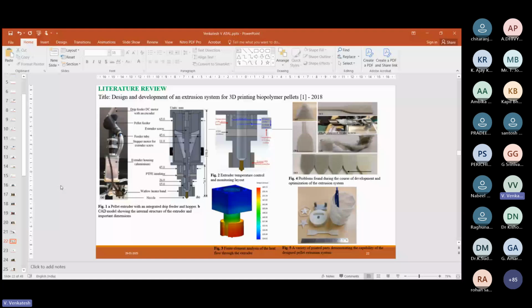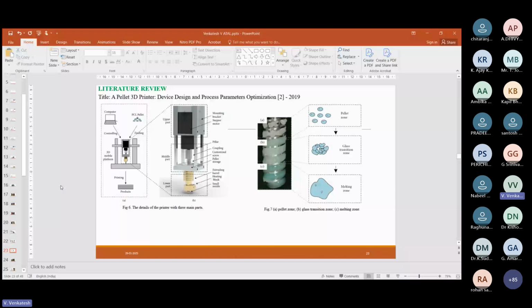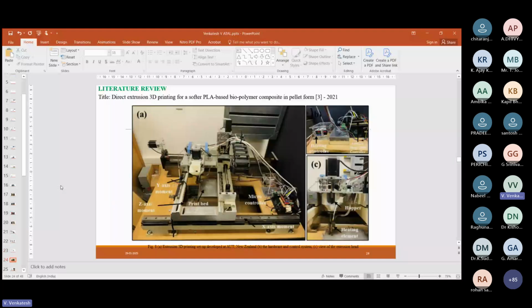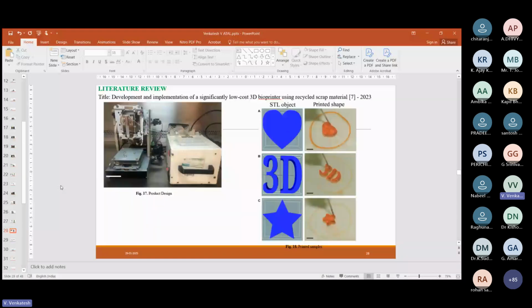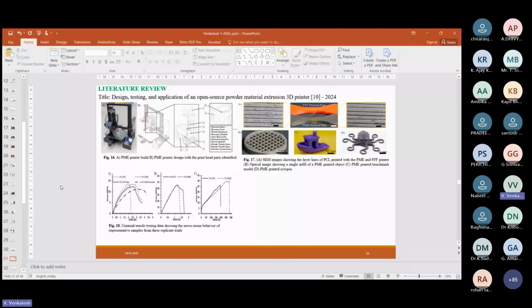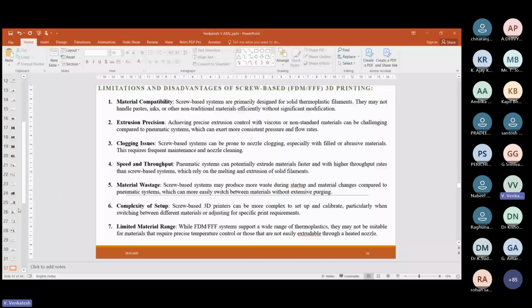So I verified many international papers, and the majority of the researchers used screw-based extrusion technology, where they used auger screws or a customized screw to extrude polymer materials which were melted at very high temperatures. I found there are many limitations and difficulties in these architectures or setups. To overcome them, I made a list of the limitations which were identified in my literature review. These are the following limitations which I identified.